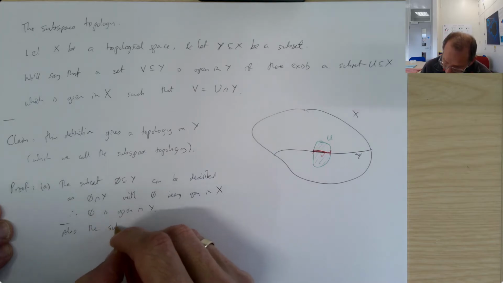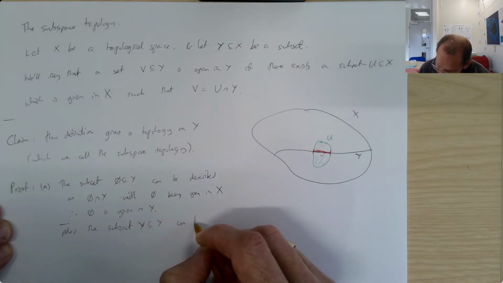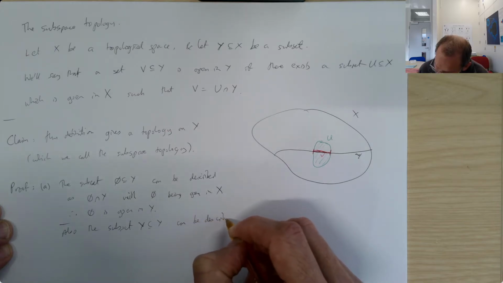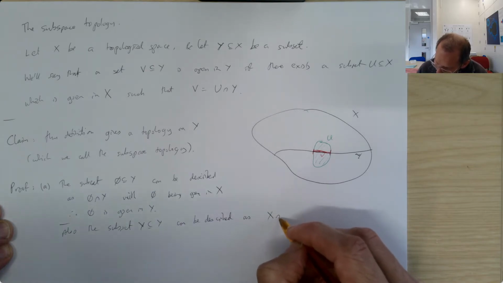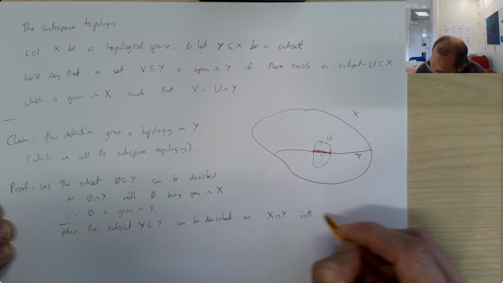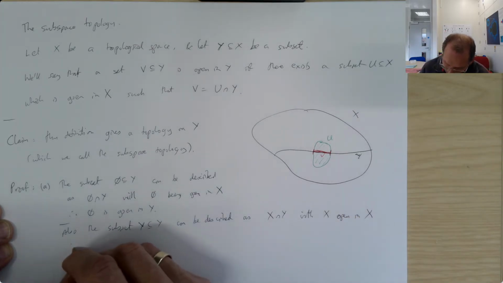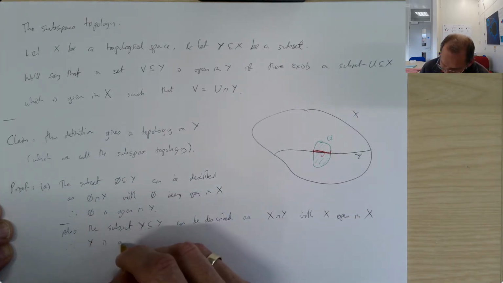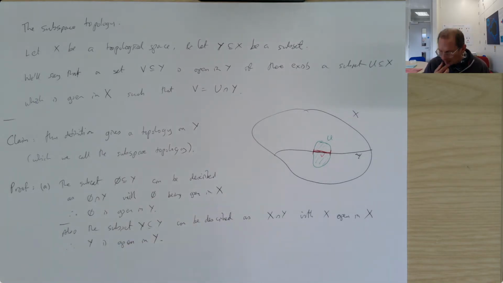Also, the subset Y can be described as X intersect Y, with X open in X. And so that means that Y is open in Y. Okay, so those are the two halves of axiom A.